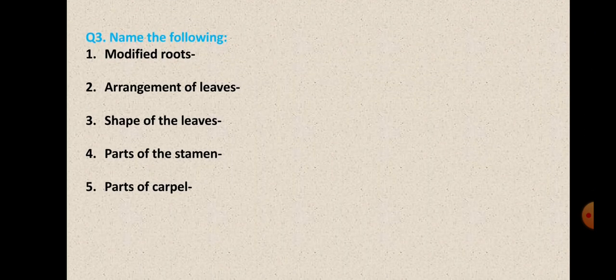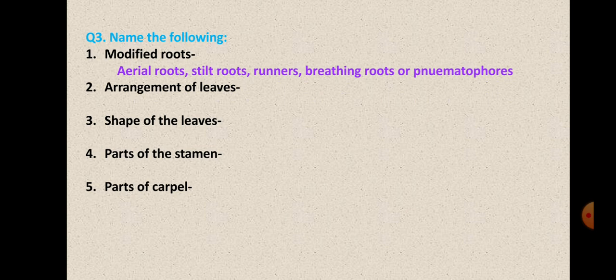Third question is name the following. You have to name the plants in which these characters are present. So first one is modified roots. It is aerial roots, stilt roots, runners, breathing roots or pneumatophores. Okay. Then what are the different types of arrangement on the leaves? If you remember, while explaining the lesson, I had shown you the different arrangement of leaves: alternate leaves, opposite, whorled and spiral.